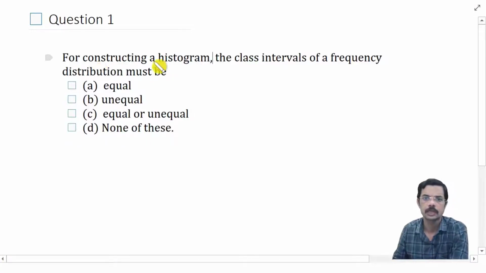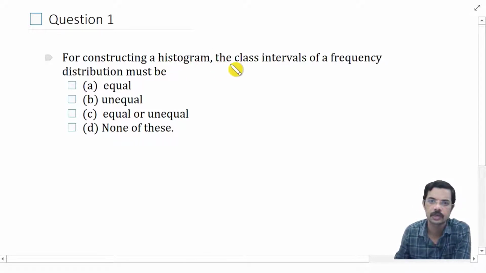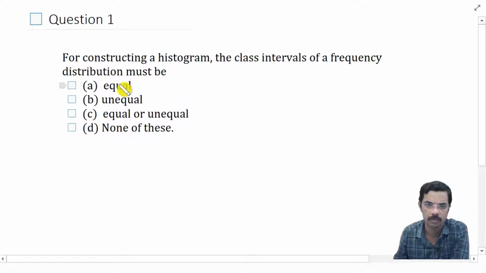So for constructing a histogram, the class intervals of the frequency distribution must be of what type? Should they be equal? Should they be unequal? Should they be equal or unequal, or none of these?